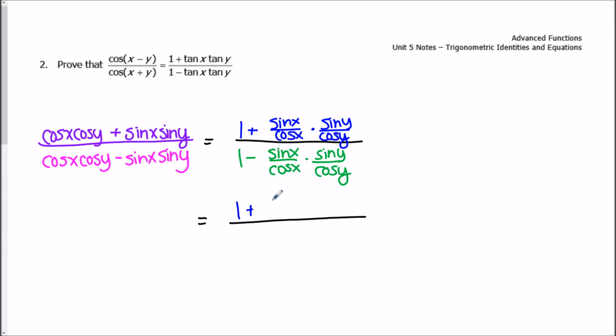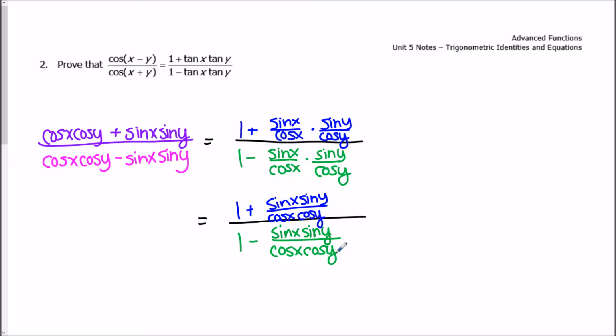So multiply your numerators together, sine x, sine y. Multiply your denominators together, cosine x, cosine y. Okay? And then in the denominator here, I'm going to have 1 minus, multiply your numerators together, sine x, sine y. And then multiply your denominators together, cosine x, cosine y.